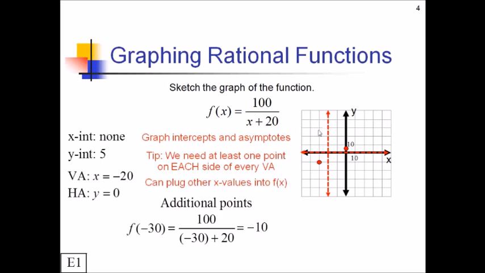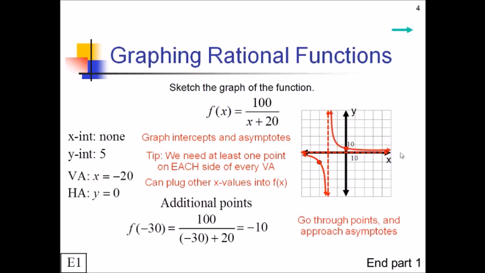Now that you've got a point on each side of the vertical asymptote, you're going to go through those points and approach the asymptotes. So you have to do those two things at the same time. So here we're going to start on the bottom of this horizontal asymptote on the left so that we can go through this point without crossing any asymptotes. So we go through that point, and we approach that vertical asymptote. And then to go through this point, we're going to have to start up here. We're going to approach that asymptote, go down, and then approach the horizontal asymptote as we move to the right.